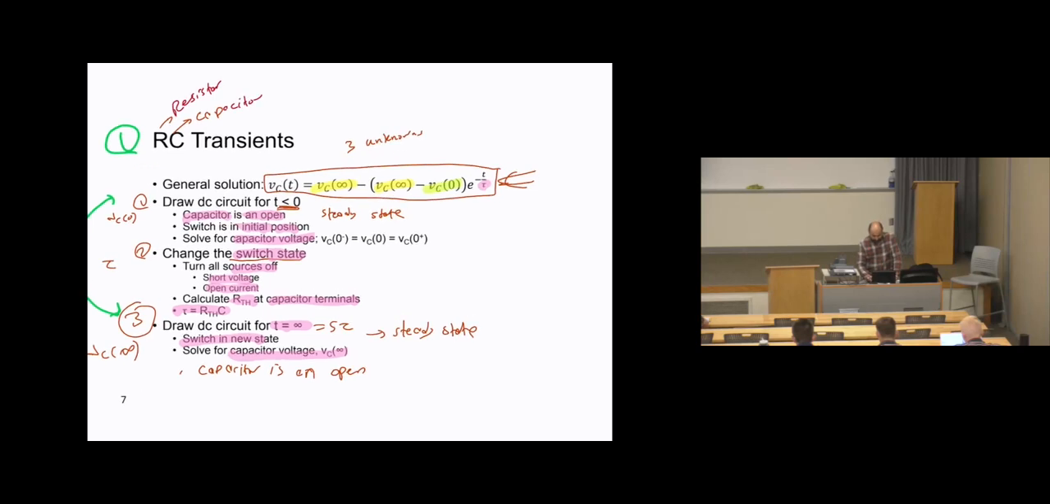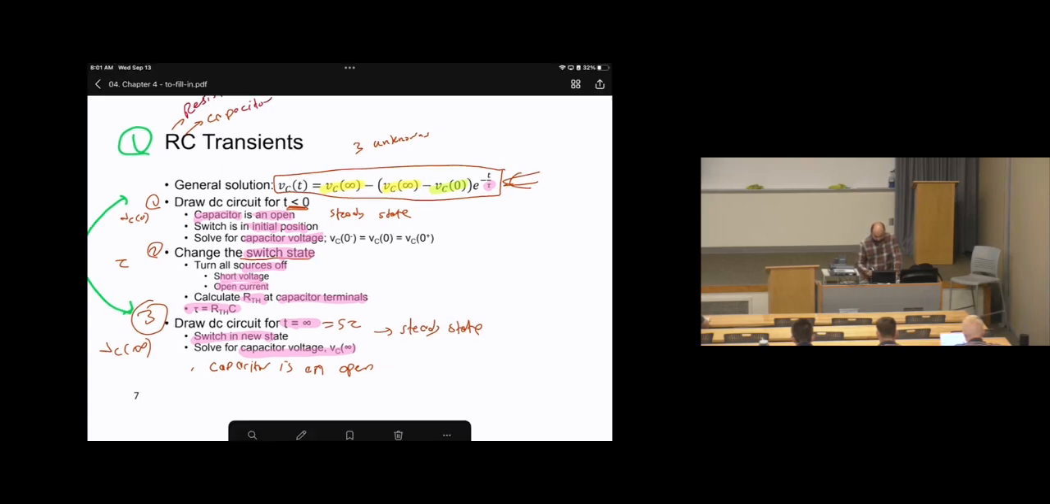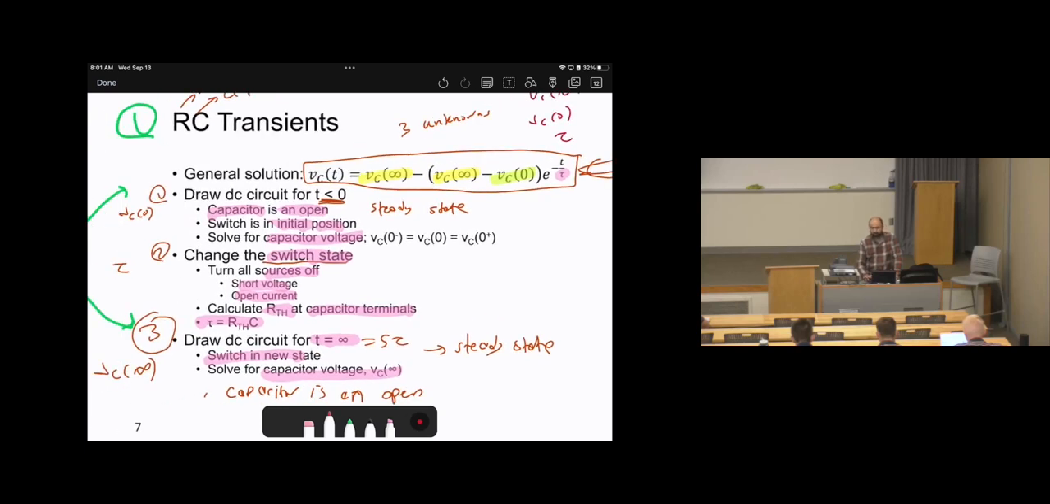We already discussed last lecture that we should assume the general solution is known. So Vc of t equals Vc of infinity minus (Vc of infinity minus Vc of 0) e to the power negative t over tau. Then we have three unknowns. These three unknowns are Vc of infinity, Vc of 0, and tau. How to find them? We need to draw three different circuits.